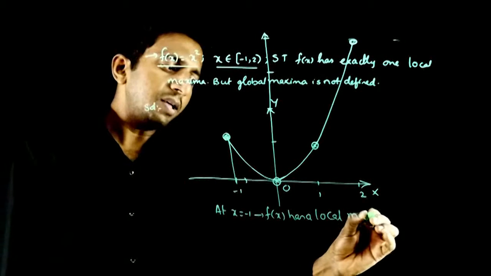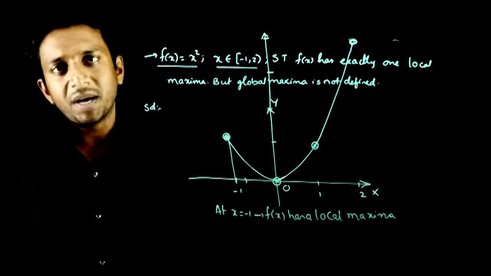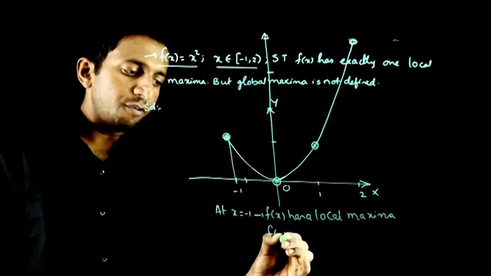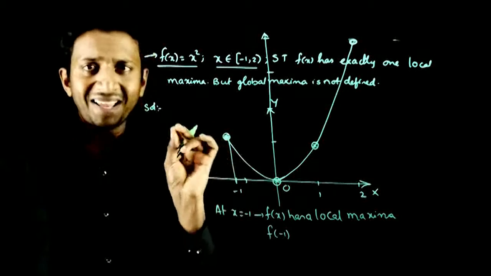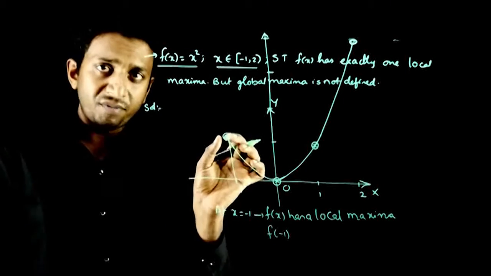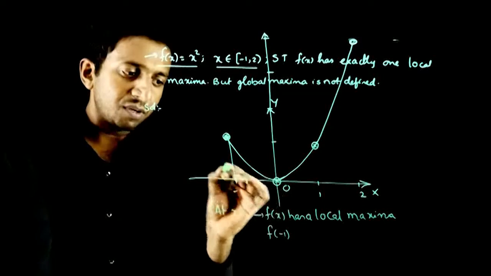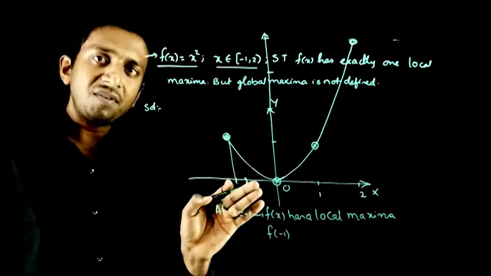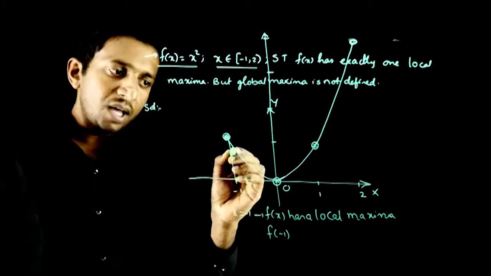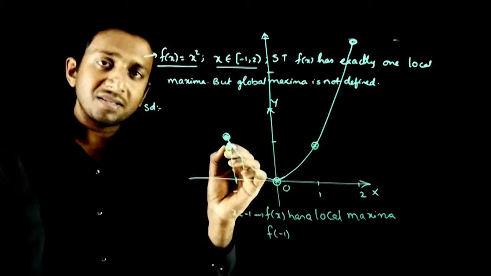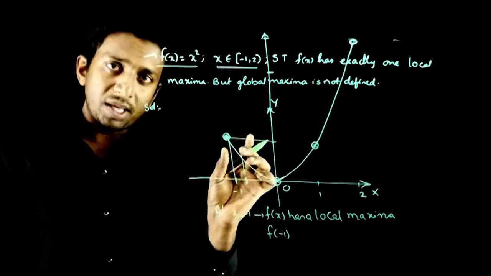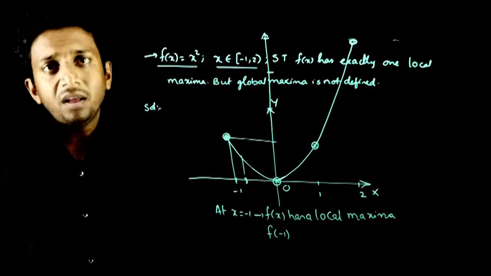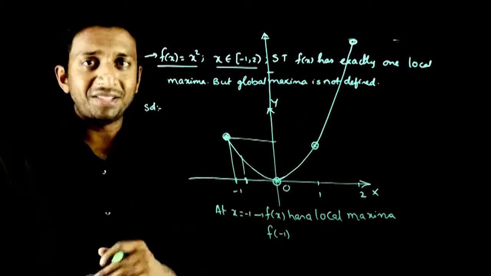Local maxima का मतलब है उसका neighborhood में वो सबसे बड़ा होना चाहिए. So f of -1, which is equal to 1, is the highest value of f of x in the neighborhood of -1. क्योंकि -1 का एक तरफ तो डिफाइंड नहीं है, सो इस तरफ देखने का जरूरत नहीं है. सो जिस तरफ डिफाइंड है वहां f of x का वैल्यू सारा -1 से छोटा है. So at x is equal to -1, f of x has a local maxima.